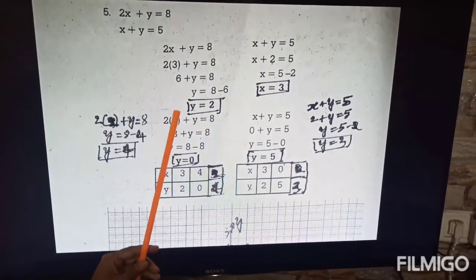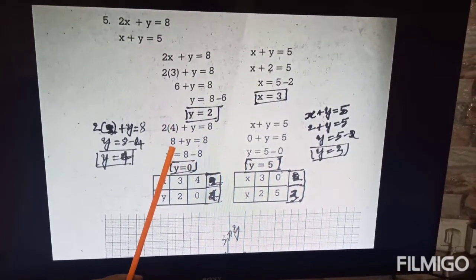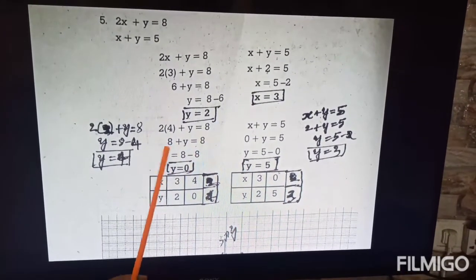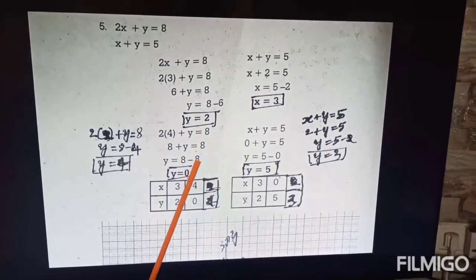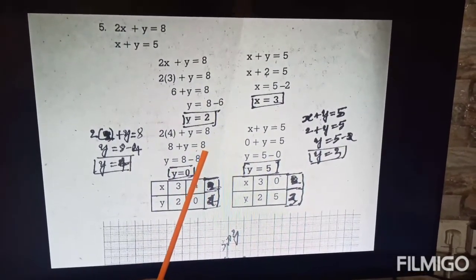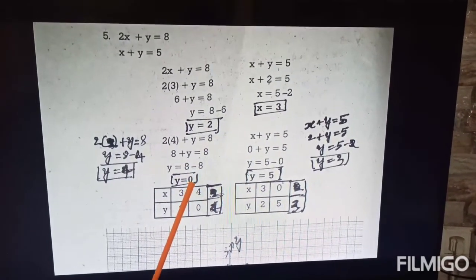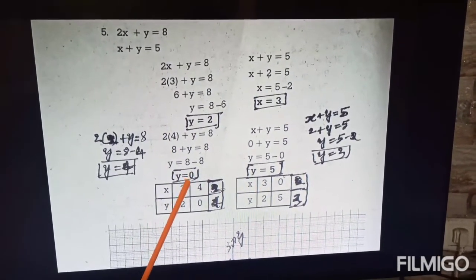Okay. Next, replace x by 4. 2 into 4, we'll get 8, and y will be as it is. In the next step, y is equal to 8, transfer to the right side. 8 minus 8. This 8 also transfers to the right side. 8 minus 8 will be 0. Okay. We got 0 for y.